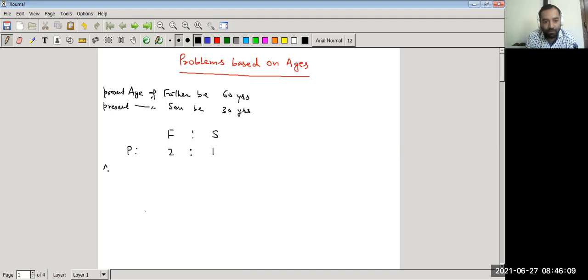After 5 years, what will the ratio of their ages be? Father becomes 65, age of son becomes 35. If we take the ratio of 65 and 35, it becomes 13:7.